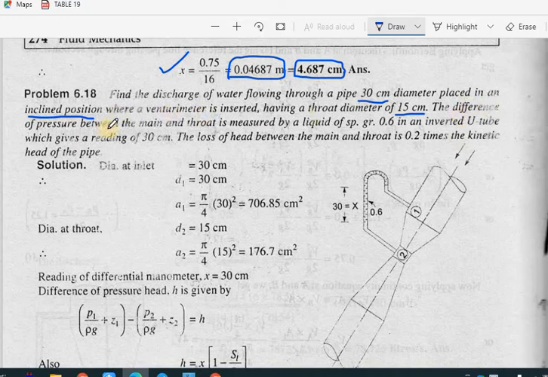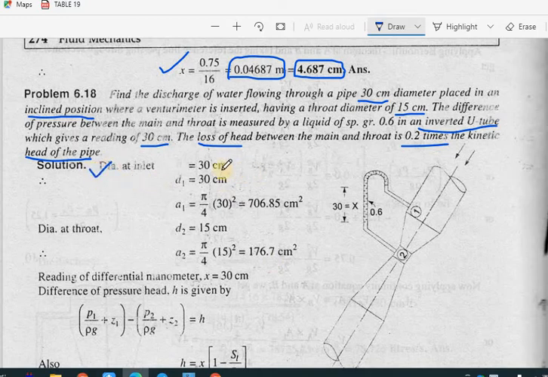The difference of pressure between the main and the throat is measured by a liquid of specific gravity 0.8 in an inverted U-tube manometer. In this case, there is an inverted U-tube manometer which gives the reading of 30 centimeter. The loss of head between the main and the throat is 0.2 times the kinematic head of pipe. So the loss of head which has been created between the main and the throat is 0.2 times the kinematic head of the pipe. Okay, so we'll write all the given parameters first.